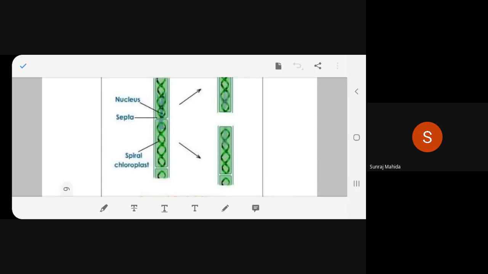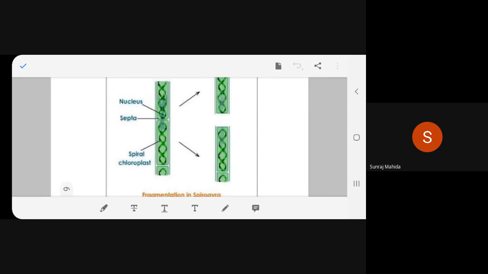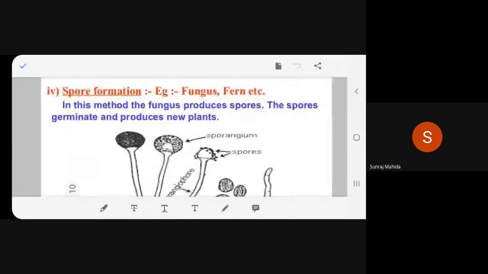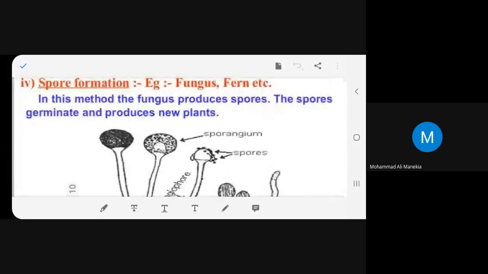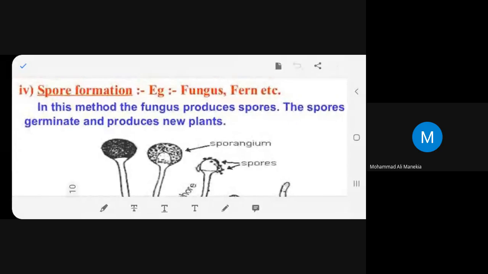If it breaks from here, and then breaks from here, more it breaks, you get one, two, and three pieces. You get three plants. You understand? So the number of fragments is the number of plants. Any problem, beta? No, ma'am. Okay. Now we'll see spore formation.